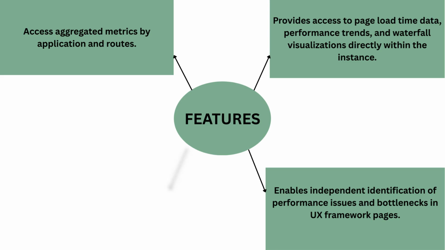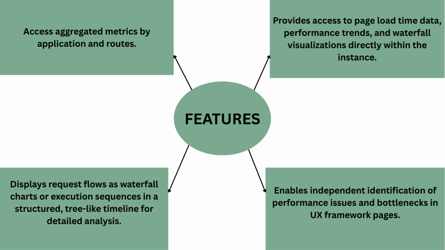Next feature is displays request flows as waterfall charts or execution sequences in a structured, tree-like timeline for detailed analysis. Performance Analyzer can display request flows as waterfall charts or as execution sequences in a tree-like timeline. The waterfall chart is basically bars stacked like a timeline, showing how long each part of the page takes to load, like scripts, styles, data, or images. The tree-like timeline, on the other hand, shows the order in which actions happen step by step. Together, these views make it simple to identify which step is slow and why a page might be taking longer than expected.